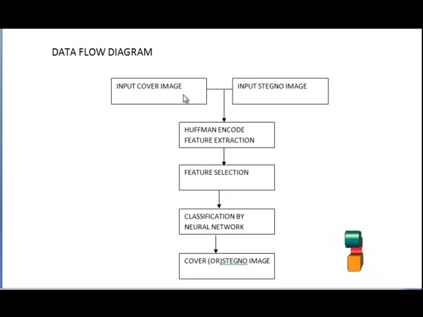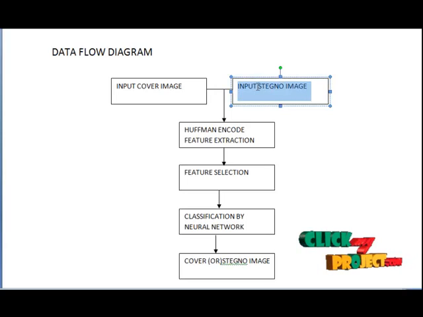This is the block diagram of our project. First we load the input cover image, then we load the input stego image, and the next step is Huffman encode feature extraction. Huffman encode feature extraction uses a specific method for choosing the representation for each symbol, resulting in a prefix code, that is, a bit string representation. No particular symbol's bit string is ever a prefix of the bit string representing any other symbol. It expresses the most common source symbols using shorter strings of bits than are used for less common source symbols.